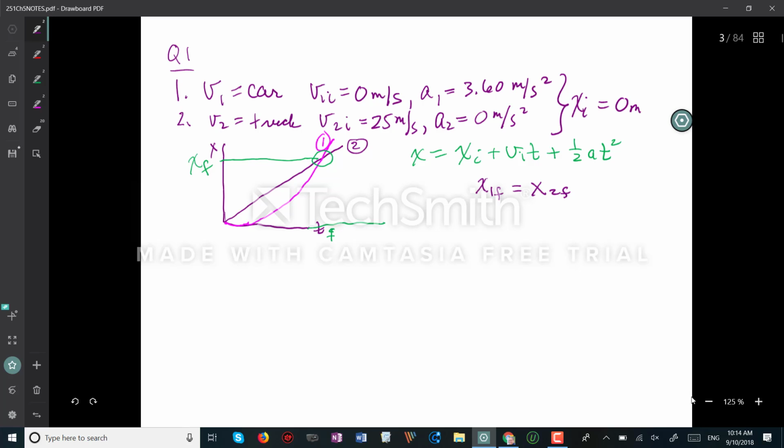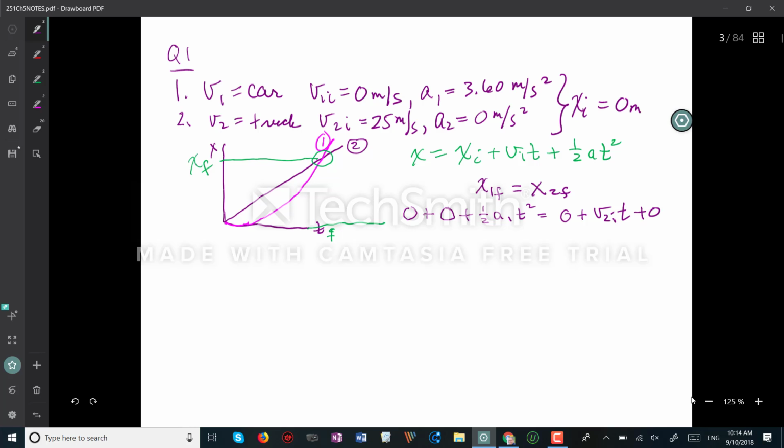Now, for X1, what is the initial? 0. What is V initial? I'm starting to like this algebra. What about 1/2 AT squared? Yeah, 1/2 A1 T squared. What's it going to look like for X2? 0, plus V2 initial times t, plus 0.